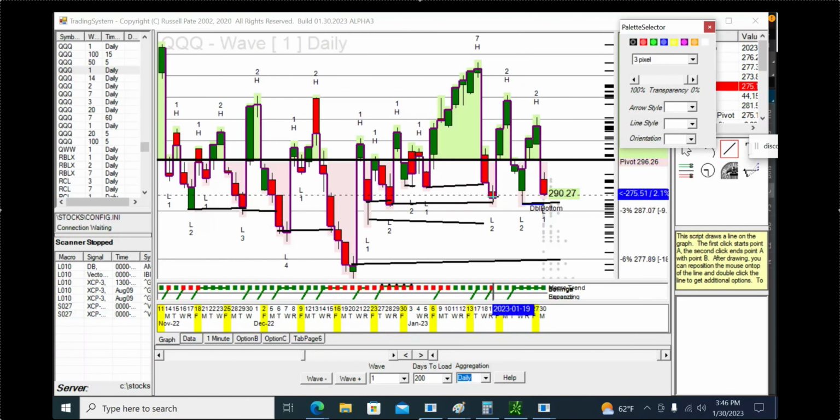So on that double bottom, right here, it bounced because it's a green candle and it closed at the top. It closed at that black line I drew in.